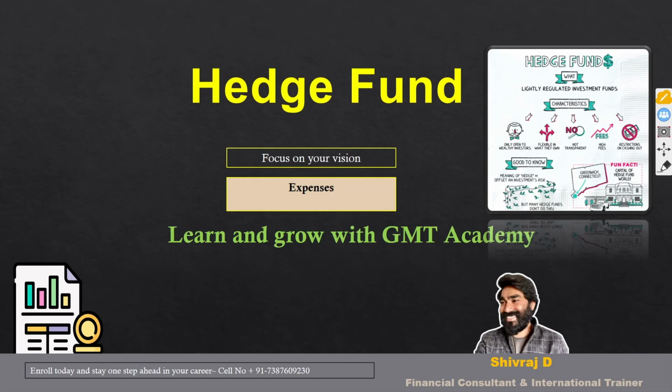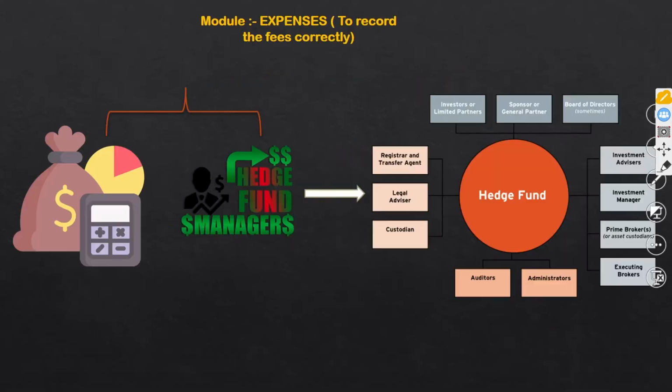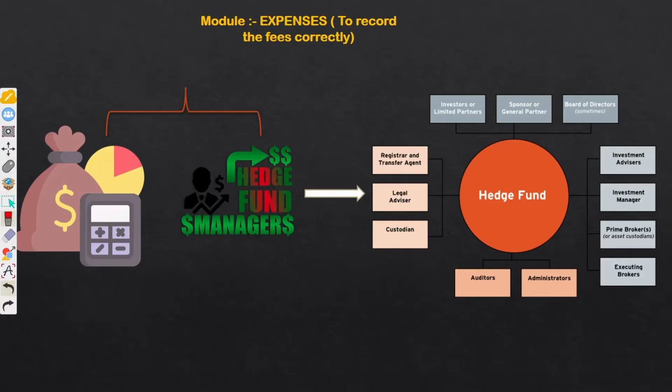Let's start with the discussion. So what are the expenses and all? This module, as I said, is dedicated to your expenses. When we talk about expenses, our main purpose is, as an accountant, we record expenses in the books of account. Why do we record expenses in the books of account? Let me just tell you quickly.